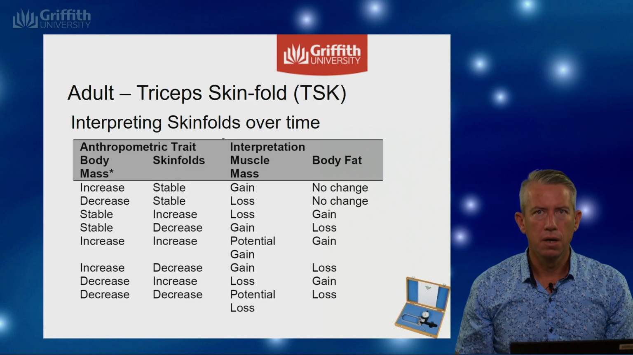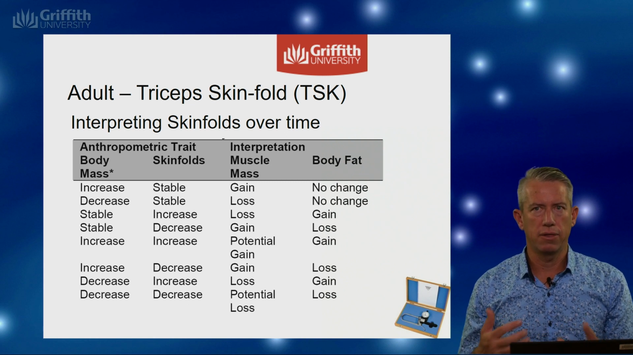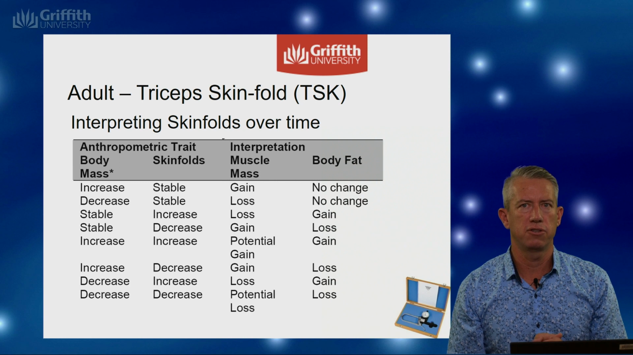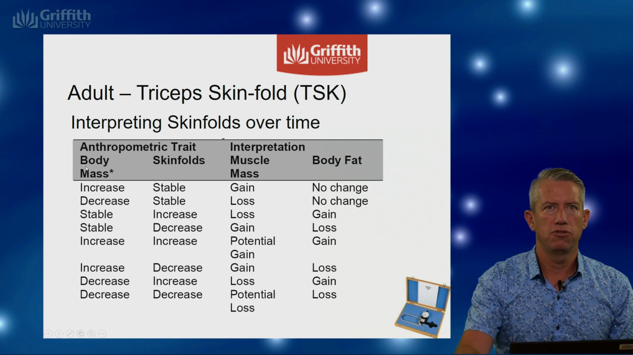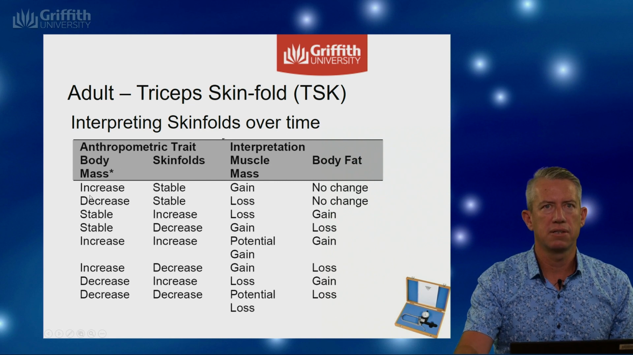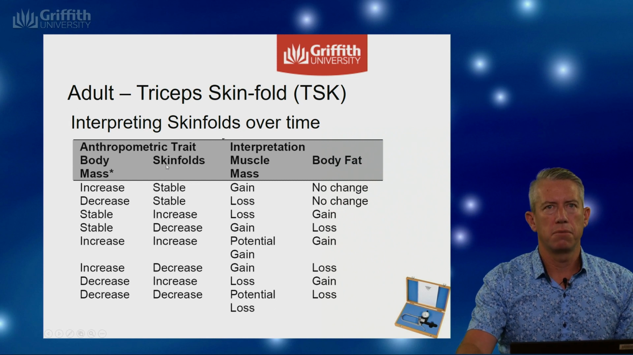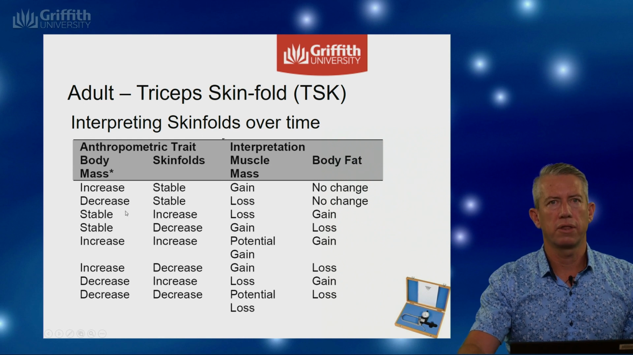Okay. Now, if we've got a body mass and we've got some skin folds, looking at the proportion of how these things change, we can then make an interpretation of whether the muscle mass is changing or whether the body fat is changing. And this is a really nice table to illustrate that. On the left-hand side here, we have a change in anthropometric measure being body mass. So if body mass goes up and the skin fold stays stable, remember skin folds are measuring subcutaneous fat, if your mass has gone up and your fat has remained the same, then the interpretation is that your muscle mass has gone up because there's been no change in body fat. So you can use this table to look at that interpretation.